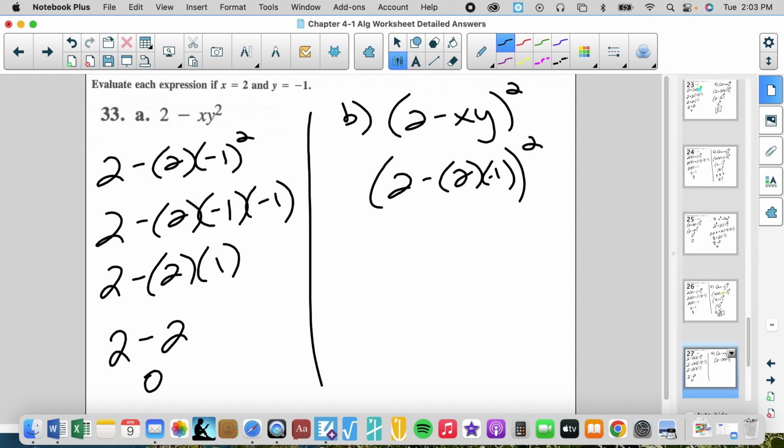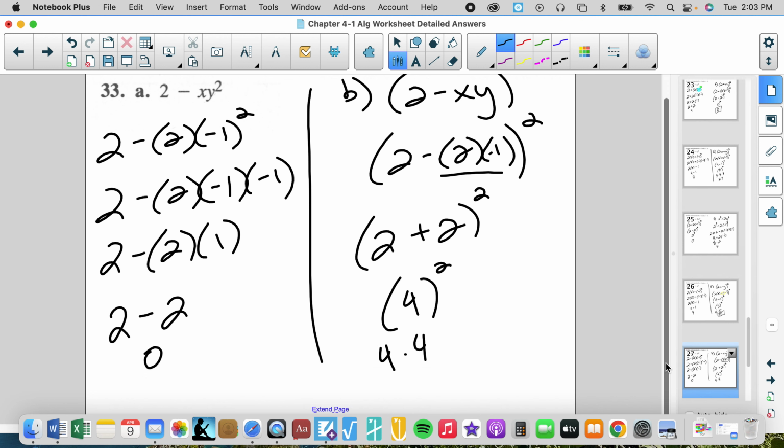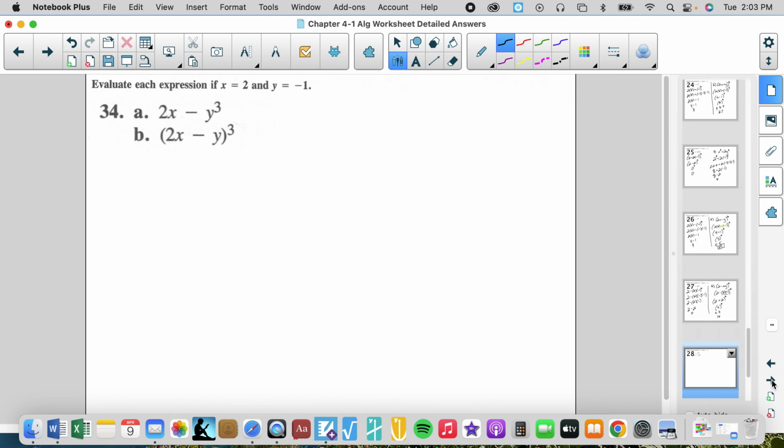Let's do 2 minus 2 times -1 quantity squared. So now we're going to do inside the parentheses 2 plus 2, because we're going to do the multiplication. Now we're going to still do the grouping symbols, because there's an operation in there. And 4 times 4 is 16. So grouping symbols, exponents, multiplication, division, left to right, addition, subtraction, left to right.